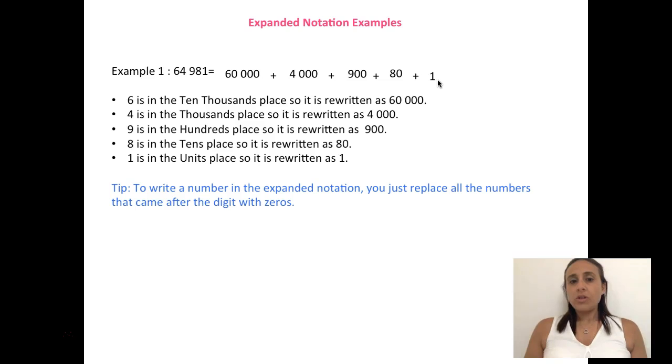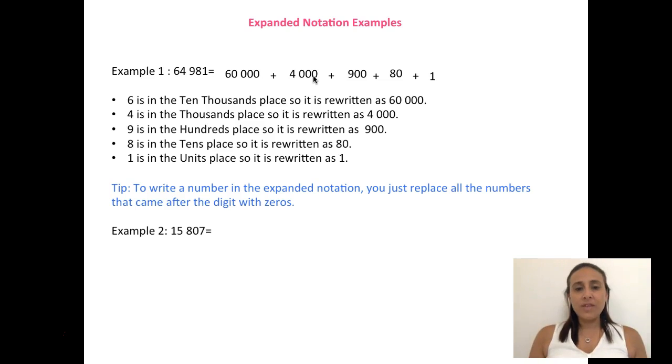Here's a little tip for you. To write a number in expanded notation, you just replace all the numbers that come after the digit with zeros. So basically, you break this number up into its place value and then you put zeros for every digit after it. So there are 1, 2, 3, 4 digits after the 6, so we put 4 zeros. After the digit 4 in the thousands column, we have 3 digits, 1, 2, 3, so we convert those to zeros.